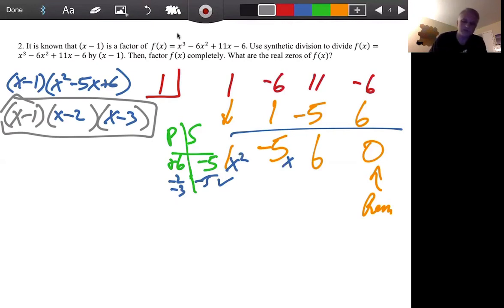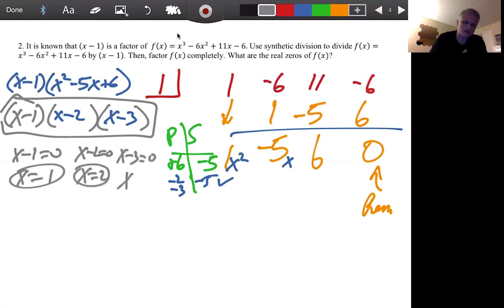So if we want these zeros, we could say x minus 1 is 0, so x is 1. X minus 2 is 0, so x is 2. And x minus 3 is 0, so x is 3. Again, take your graphing calculator, graph this, and you'll see that your function crosses the x-axis at +1, +2, and +3. No bouncing, no flattening, all of them multiplicities of 1.